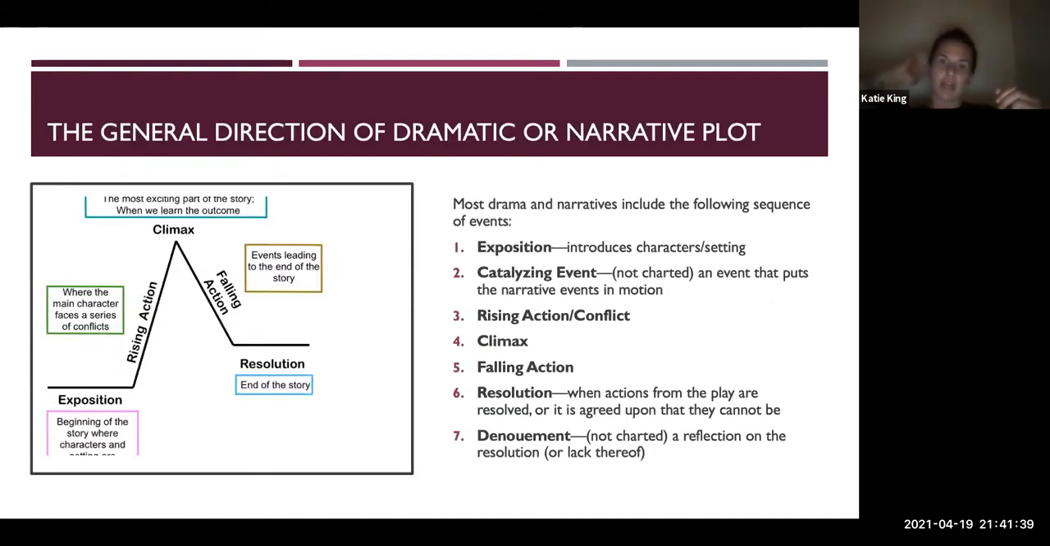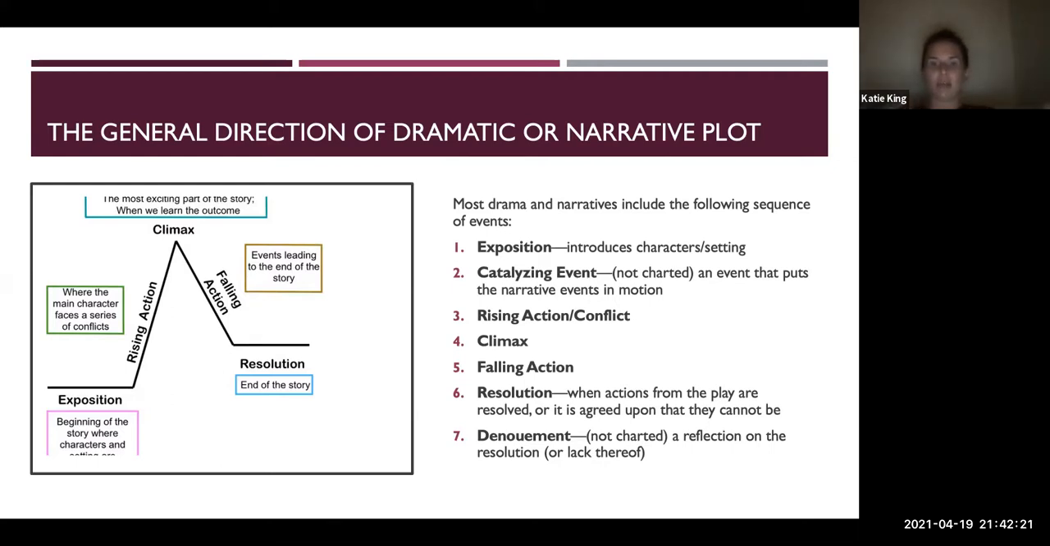The general direction of dramatic or narrative plot, I already talked about this when we went over the unit on short stories, so I won't belabor any points. But just remember that we have exposition, which is where essentially characters, setting, and early events are introduced. Then we have a catalyzing event where we start to see the rising action, right? The action that leads towards the climax. Then we have the climax, which is the most exciting part in the story. I don't think that's the best way of describing it.